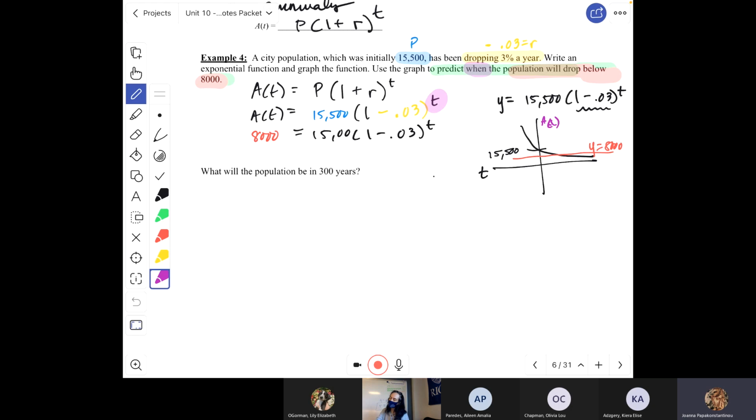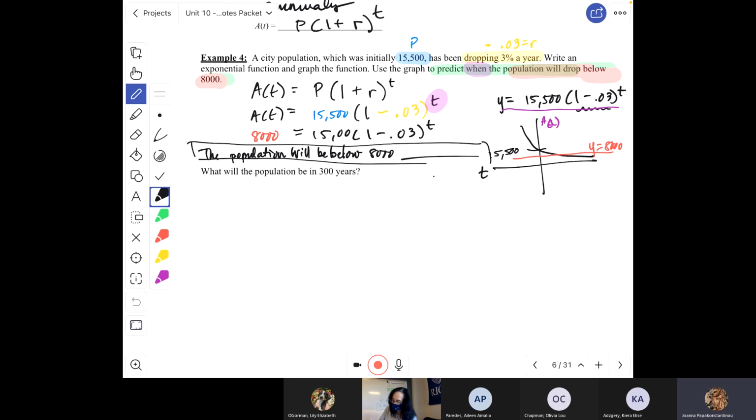I could put this equation into the calculator and look at my table for when my output is less than 8,000 and see what my input is. Can you tell me the answer to this question? When will the population be below 8,000?